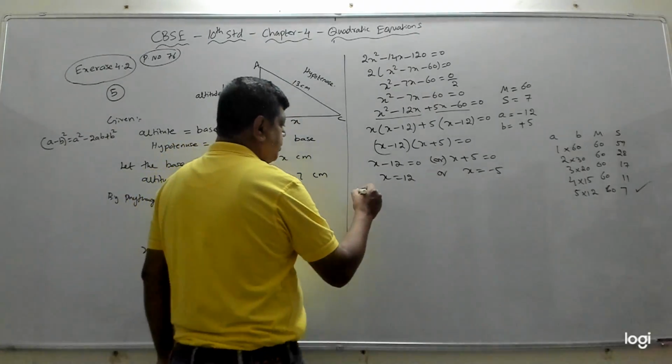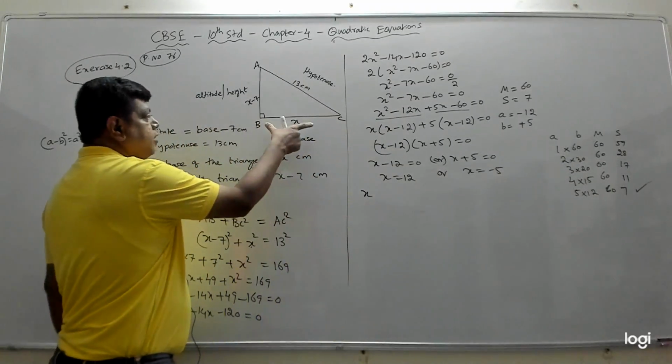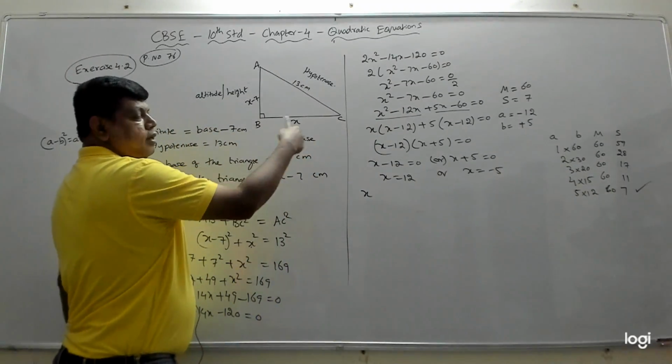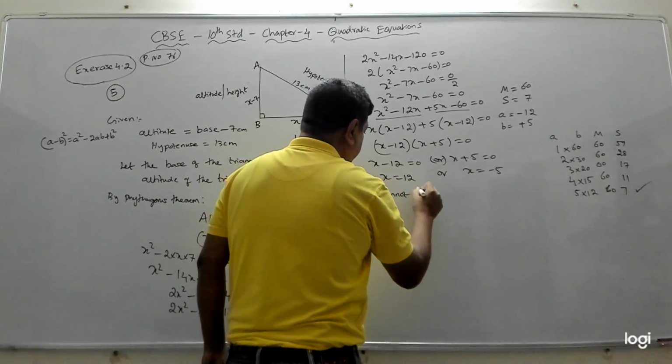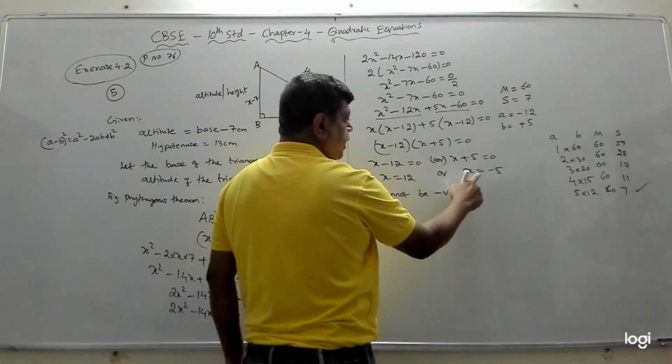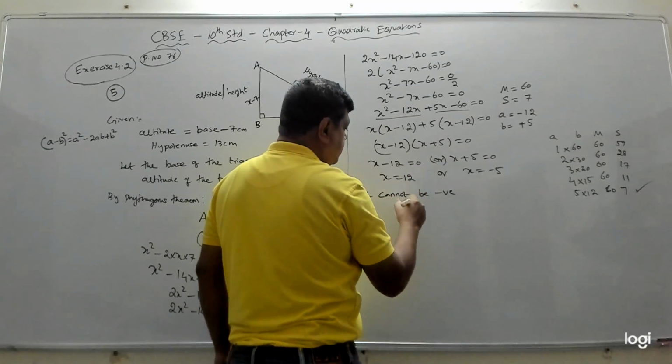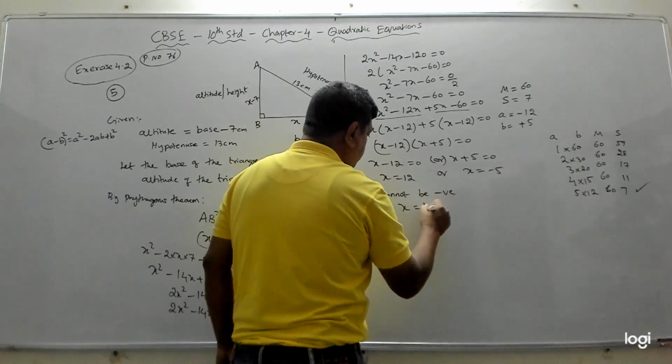So we'll say x cannot be negative, because x is the length of the base. I cannot say the length of the base is minus 5. So x cannot be negative. Therefore, we cannot take this value. So the only value that we have is x is equal to 12. Therefore, x is equal to 12.